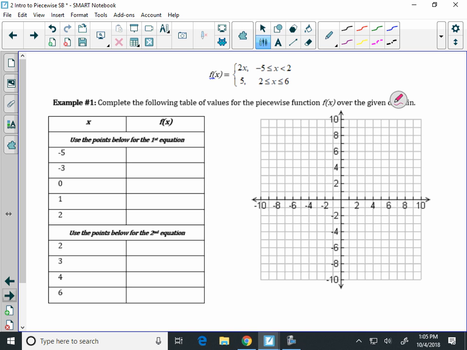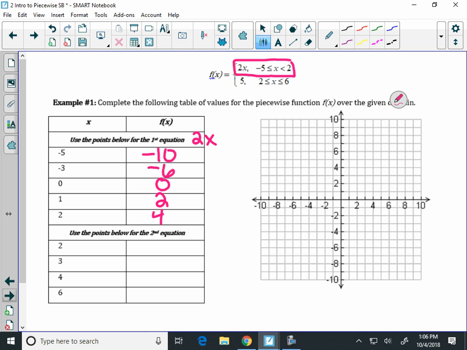Now these first 5 points we're going to use for the first equation, y equals 2x. So if I put negative 5 into the equation of 2x, what would I get as an output? Negative 10. Thank you, Jamie. If I put negative 3 in, what do I get? Negative 6. If I put 0? 0. Okay, 1? 2. And 2? 4. There you go.